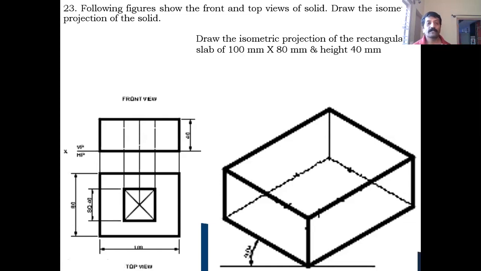So now, coming to the front view, your rectangular slab will look like a rectangle. So draw a vertical projector like this.